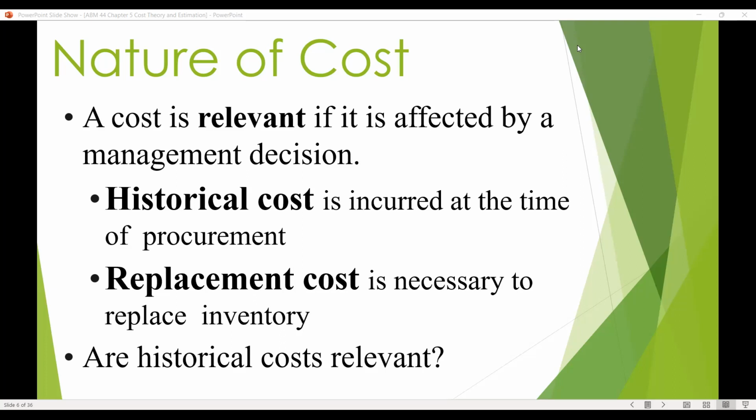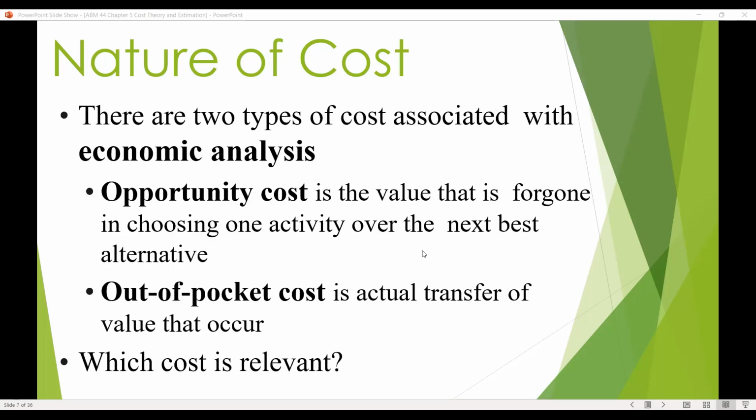So probably from barato kay nga mushroom up to nimahal siya nga nimahal. So that's why it is very relevant. So there are also two types of cost. Okay, we have different and many types of cost. So this one is based on economic analysis. So two types of costs associated with, again, economic analysis.